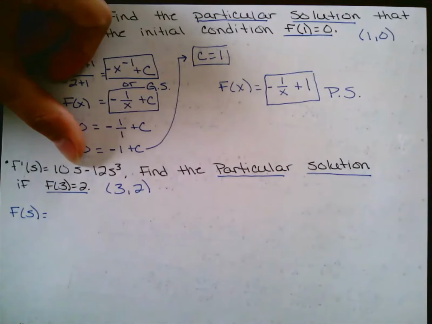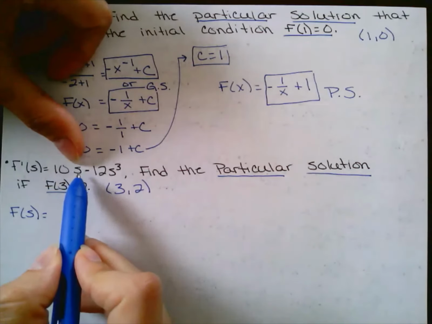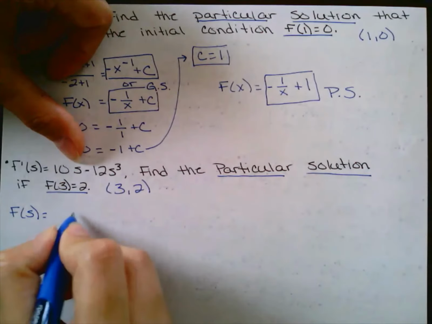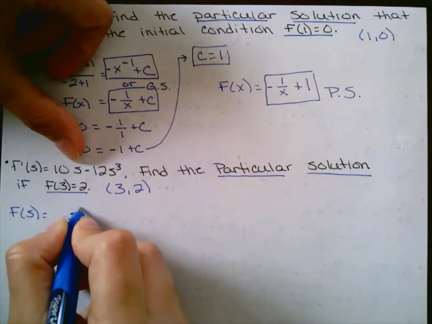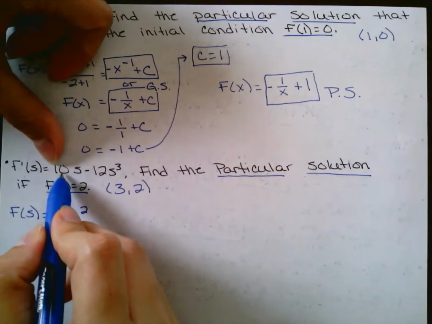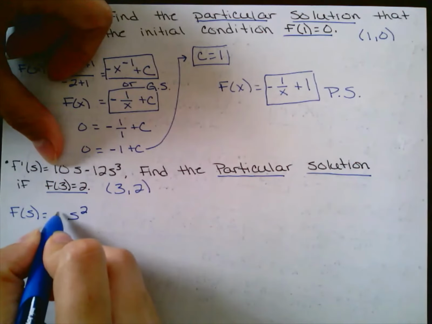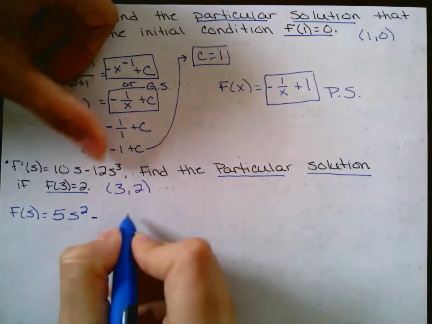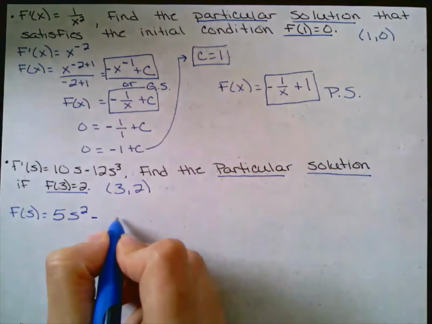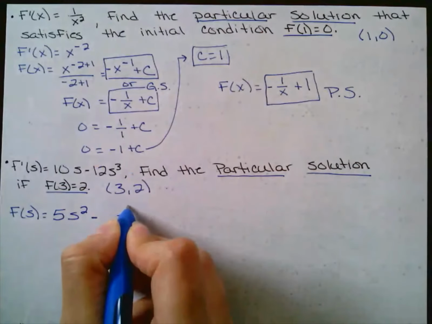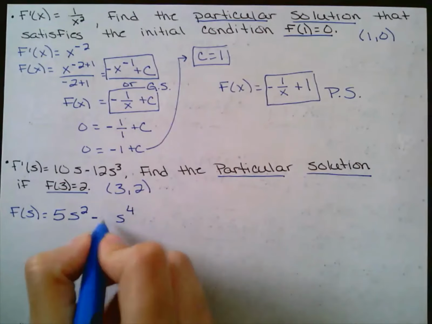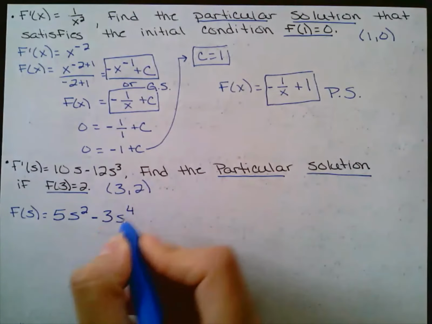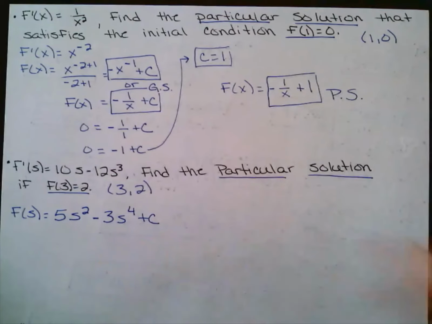So let's see if we can get a little faster at this. If my exponent is a 1, my new exponent is going to be a 2, and then I'm going to divide 10 by 2. 10 divided by 2 is 5. Minus, if my exponent was a 3, it's now going to be a 4, and 12 divided by 4 is 3. Don't forget your plus c.